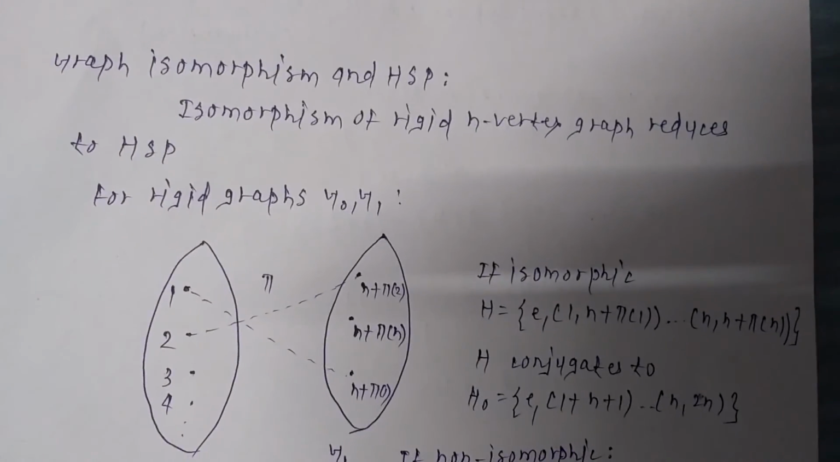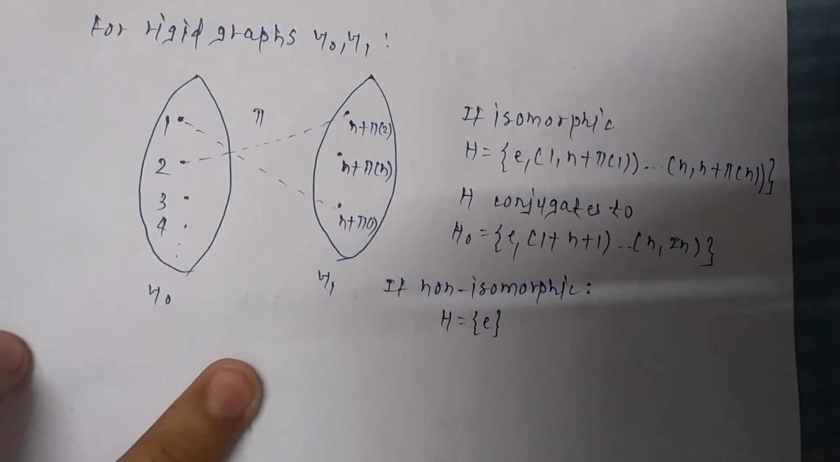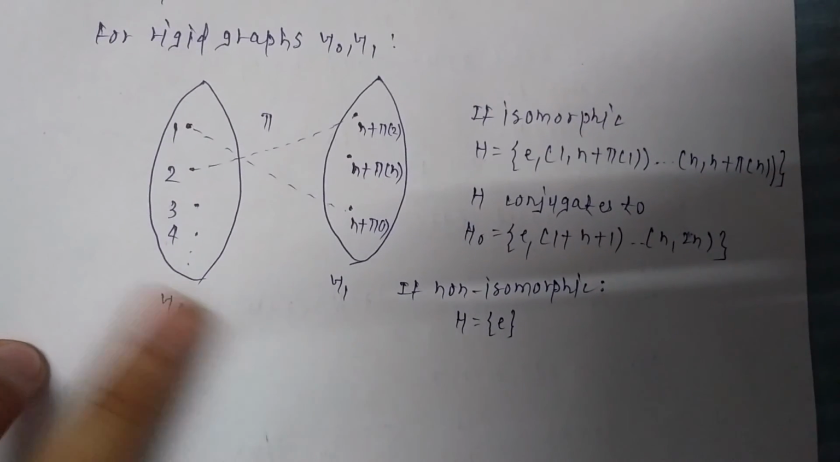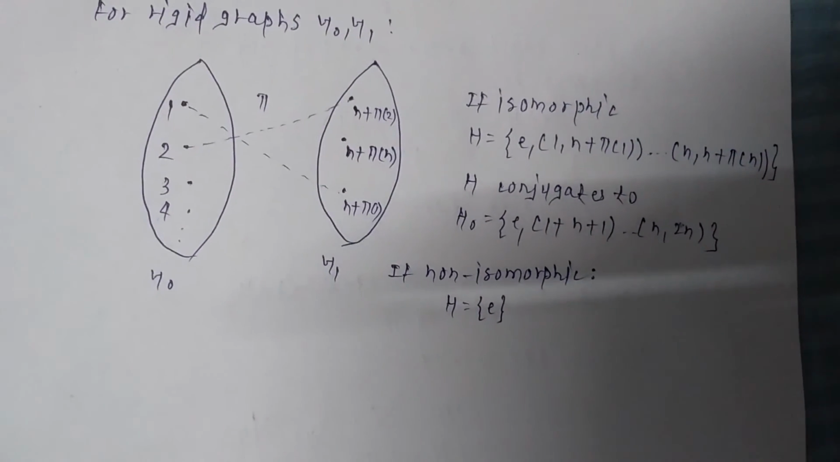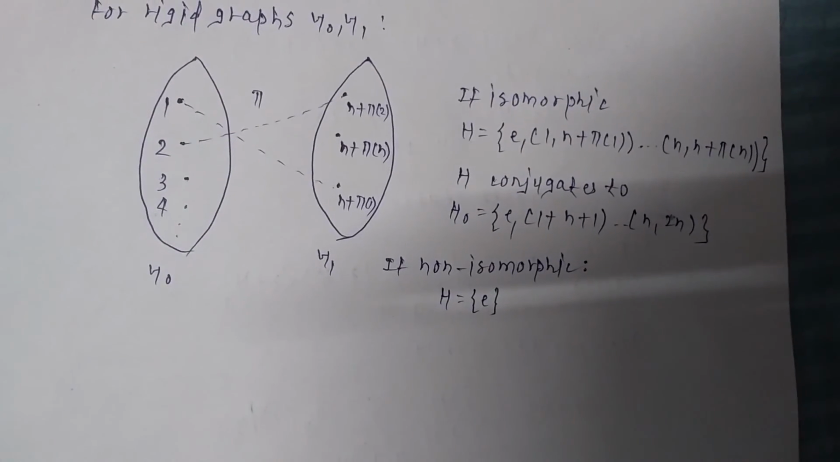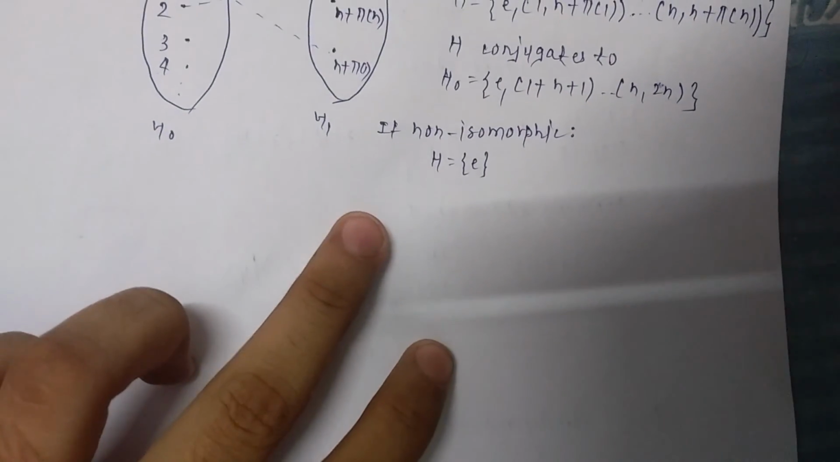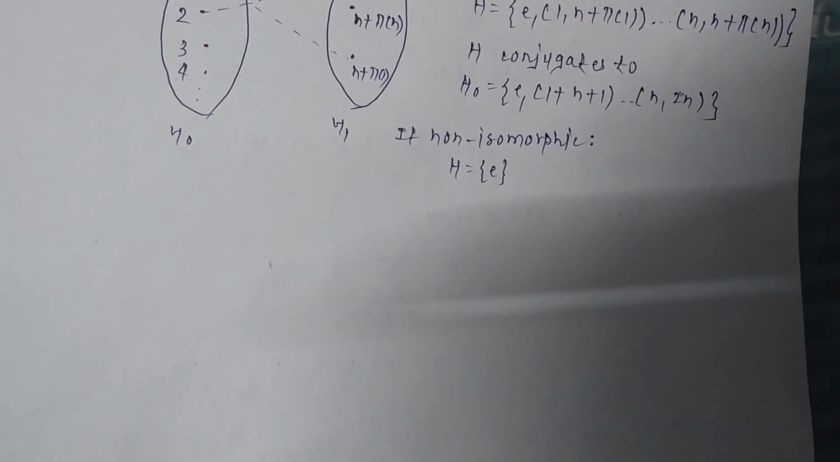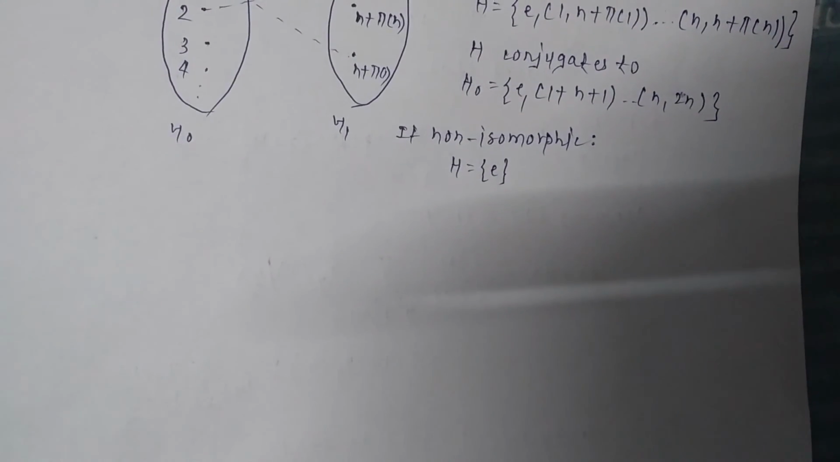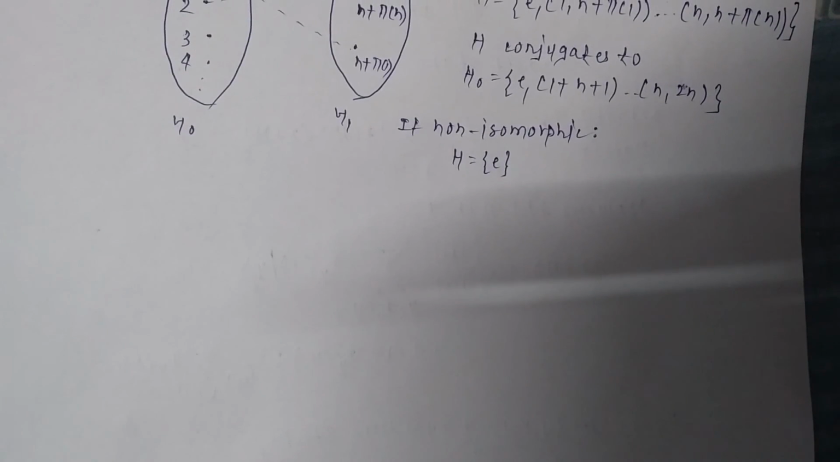Now we will try to reduce graph isomorphism to HSP. Given two graphs G0 and G1, say that 1 maps to n plus pi(1), 2 maps to n plus pi(2). If they are isomorphic, our subgroup H will be the identity element together with the pairs (1, n plus pi(1)) up to (n, n plus pi(n)), and H will be conjugate to H0 given by this. If they are non-isomorphic, then H will be the identity element. The HSP is important because if we could solve it efficiently, then we would be able to break the cryptosystems.